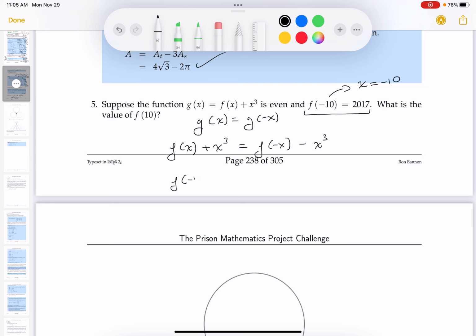F of minus 10, again, x is minus 10. This would be minus 1,000 equals f of, well, let's see, minus minus 10 is 10, right? And this would be plus 1,000. Let me see if I did that right. Yeah, I think I did it right. And they say f of minus 10 is 2017. I'll write that down.